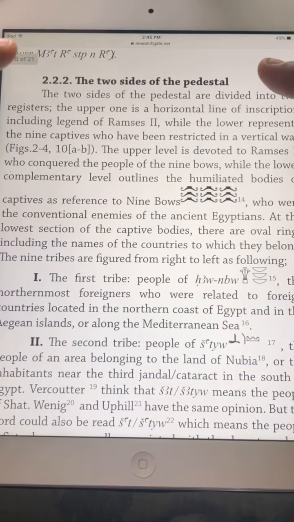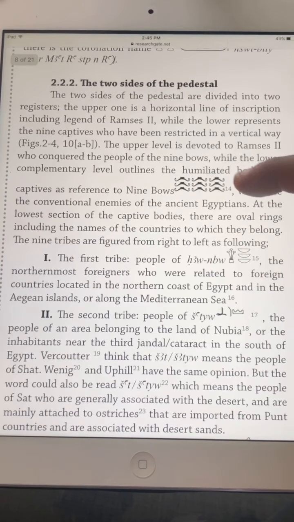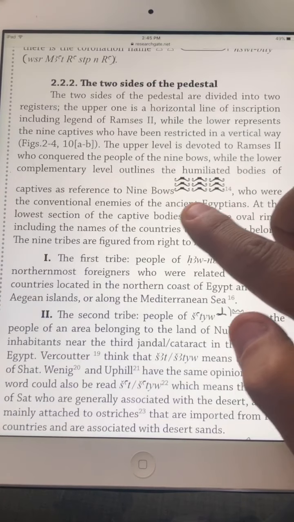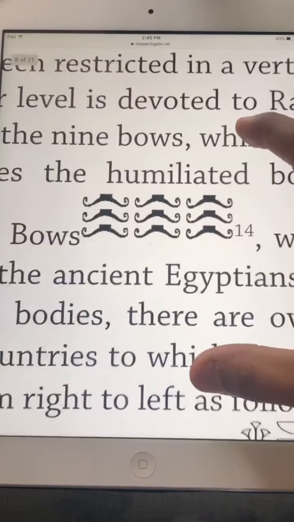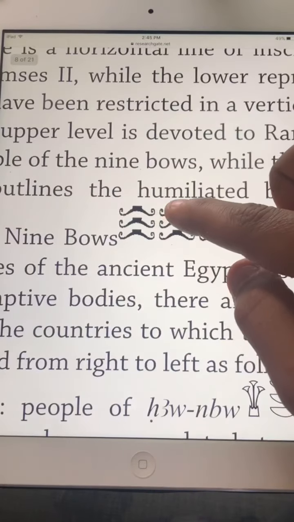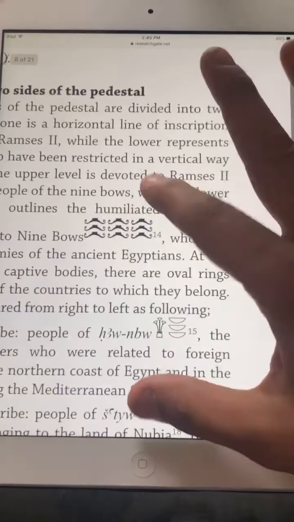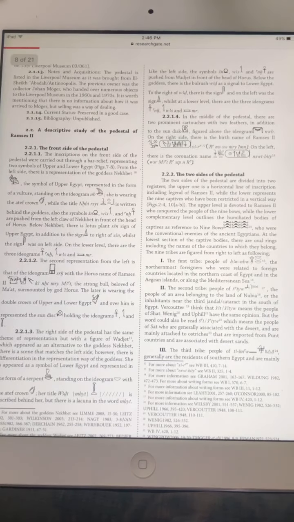This is now the description on the pedestal of the 9 enemies. I'm going to read as well as you can read. So the 9 enemies of Egypt, the traditional, were shown as 9 bows. You can see a bow, like a composite bow, not a regular bow, but a composite bow. You see how it's shaped? So you have 9 of them, and the composite bows, or the enemies, were known as the traditional enemies.